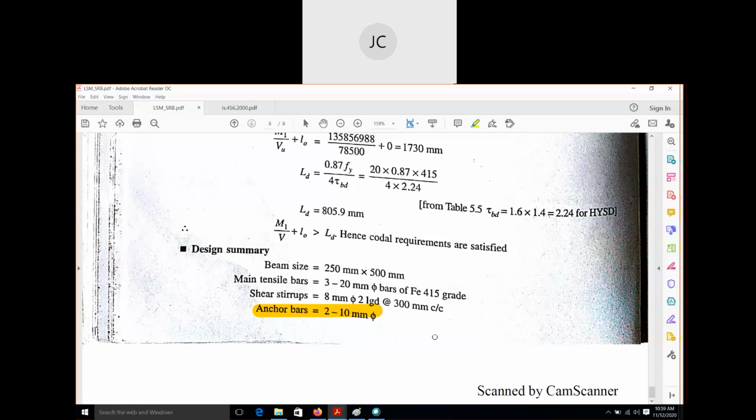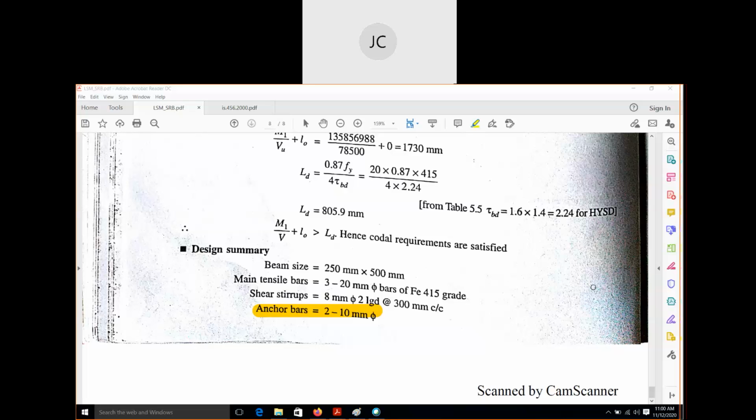Hooks and bends. Anyone have any other answer? Anchor bars? Additional support bars, yes, good. For supporting those stirrups. Okay, for supporting the stirrups, we have to provide anchor bars.